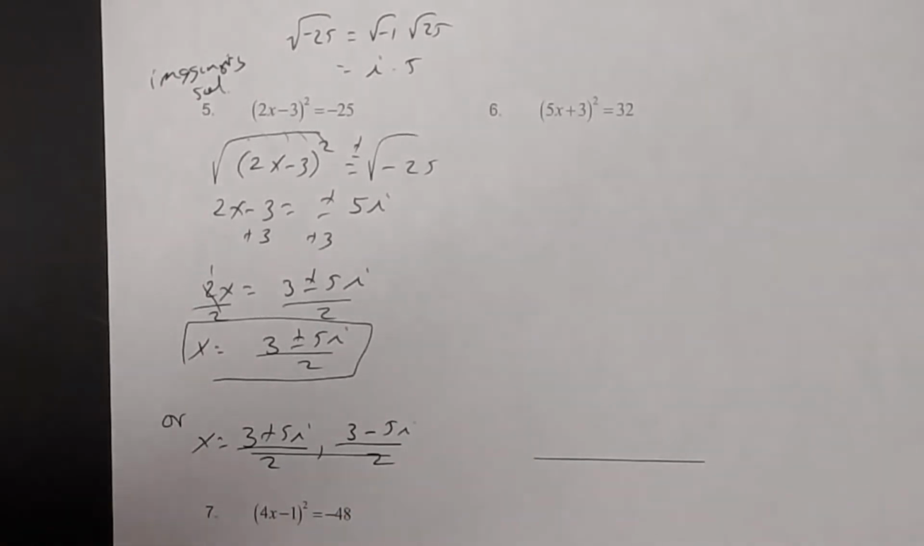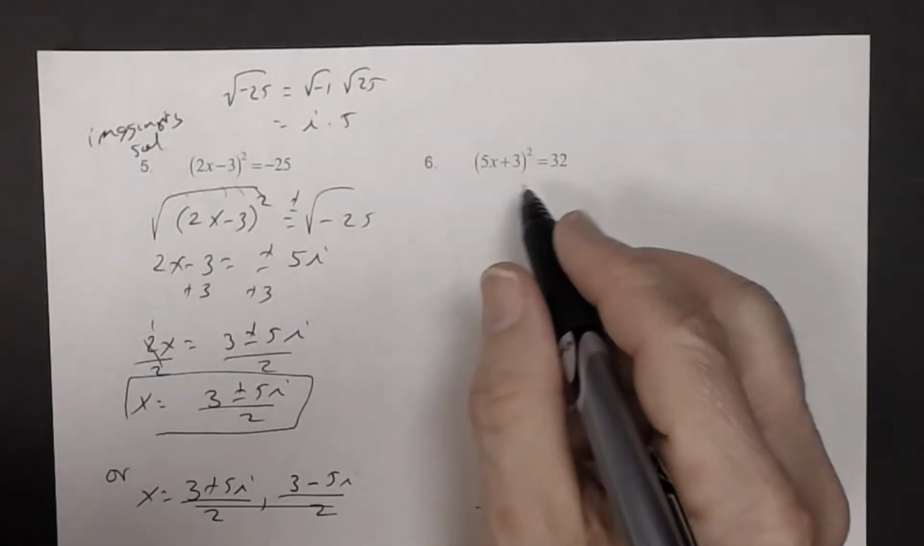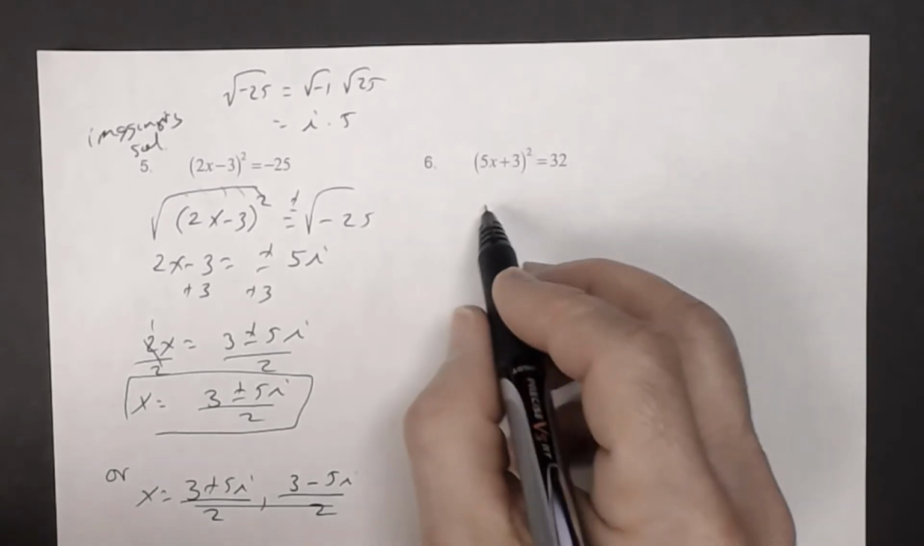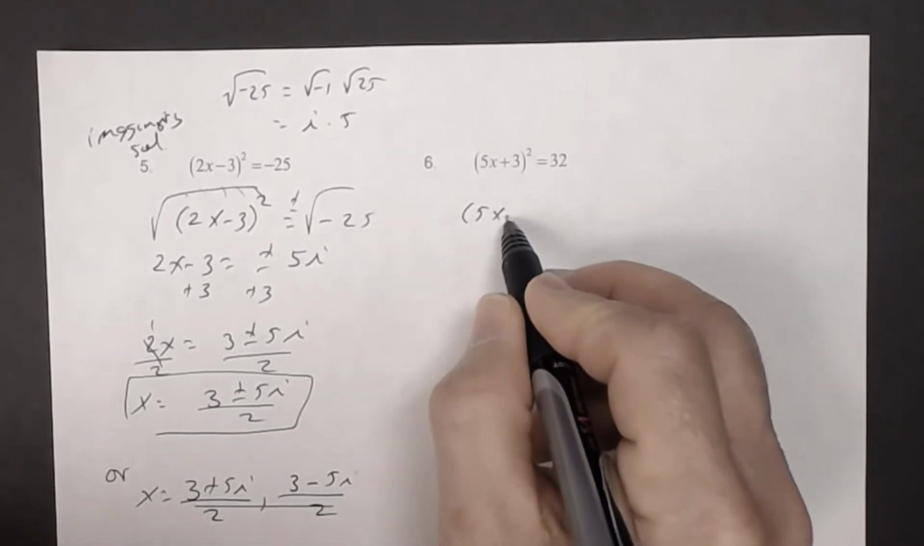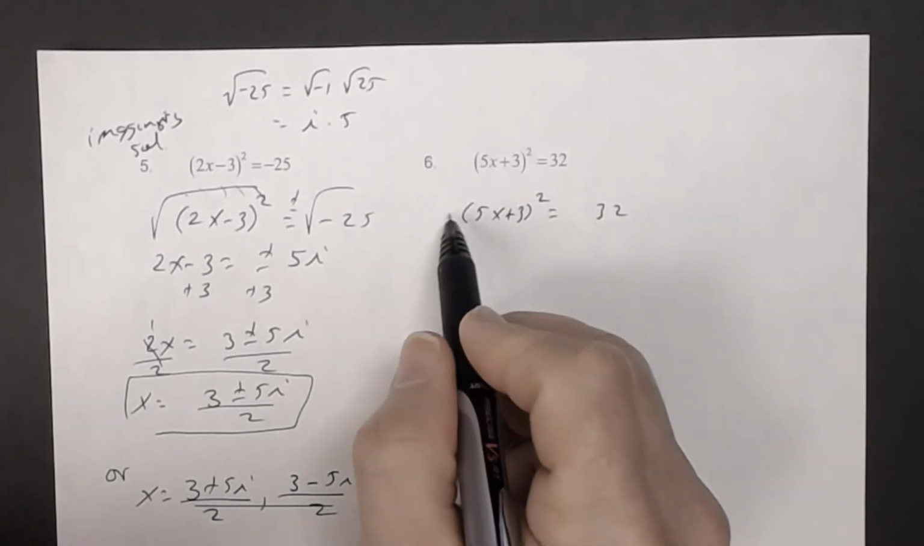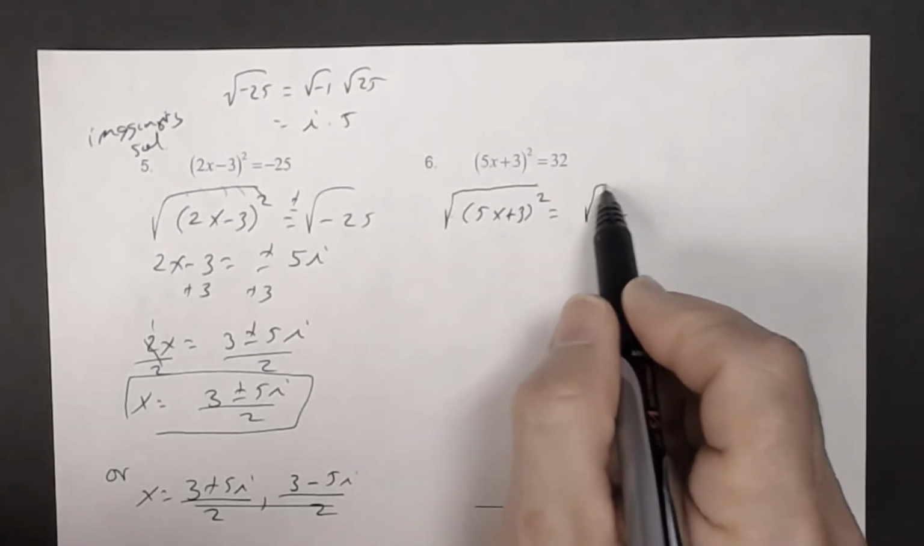All right, let's look at the next one. Number 6. So you have an expression squared equal a number, so I can go ahead and use the square root property. So I get 5x plus 3 squared equal 32. All right, now I'm going to take the square root of both sides, plus or minus.